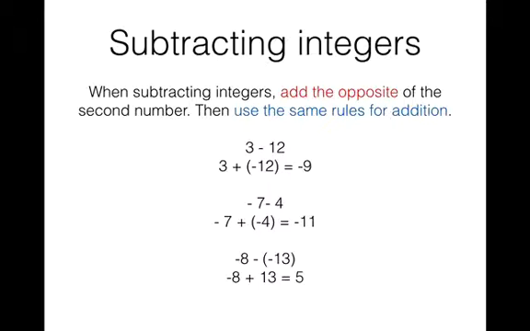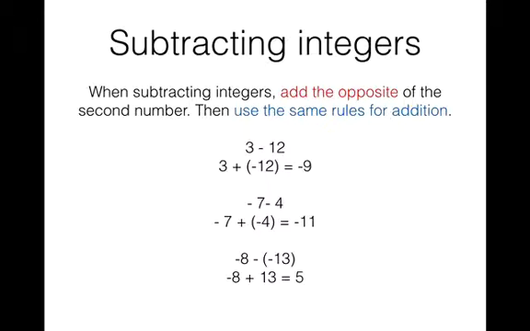So it would be 3 plus a negative 12 equals negative 9. A negative 7 minus 4, what you would change is the 4 would become negative, and then you would add it. So it would be negative 7 plus a negative 4 equals a negative 11.